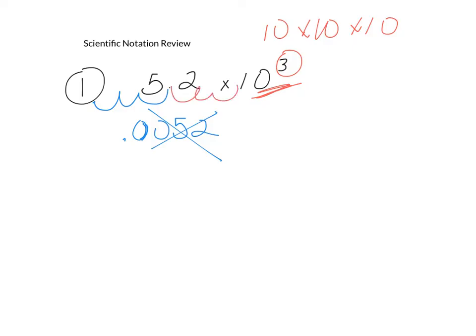So 1, 2, 3, and fill in with zeros. So my answer is 5,200. And so that's one way to logically think of it. And to help you, if you can't remember which way to do it, think of it logically. Let's look at number 2.